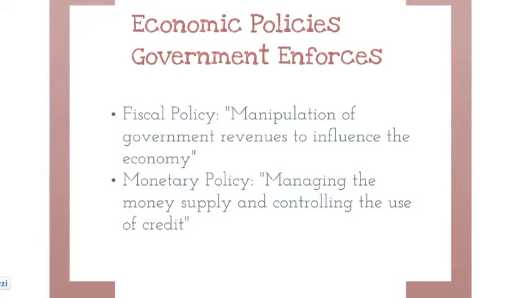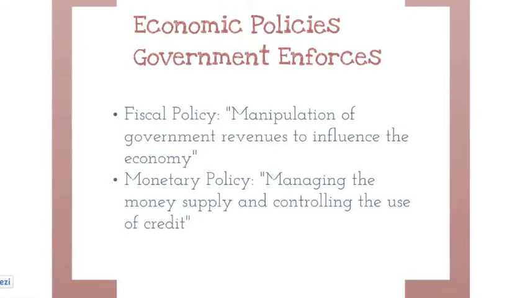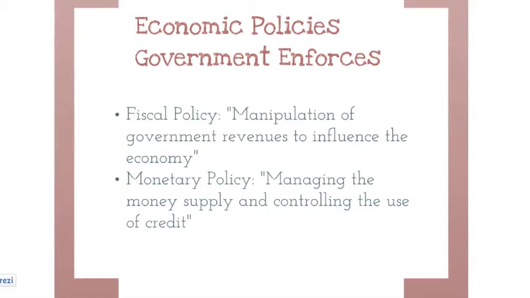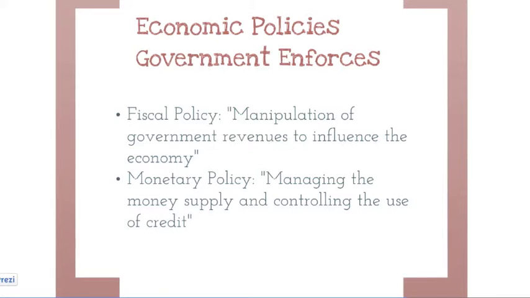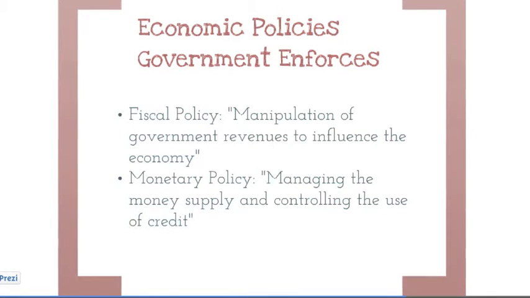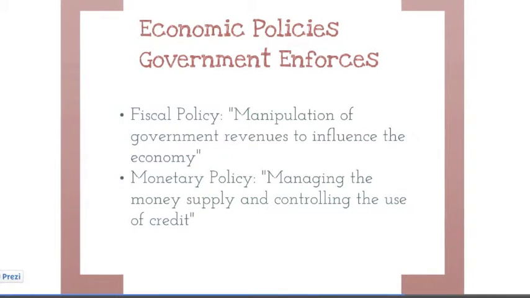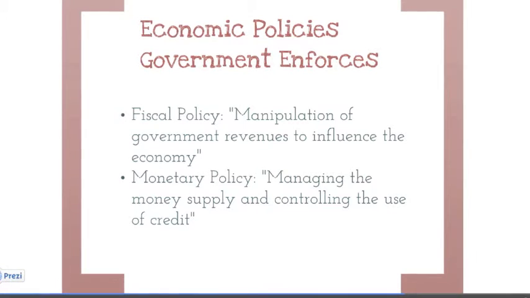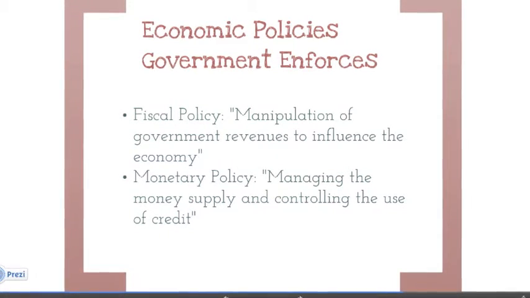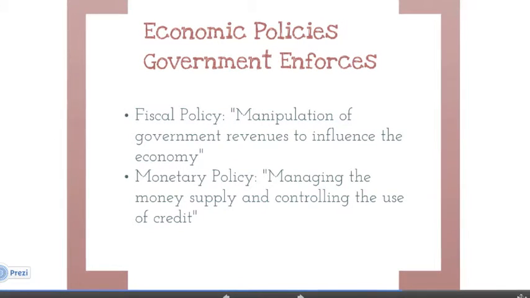Now here on the screen you can see two types of economic policies that the government currently enforces. The first one being the fiscal policy, and you can see the definition listed there, and the second one being the monetary policy, as well as the definition listed there. And then practically, some of the ways that our government uses these policies is that the government can affect the pace of the economy by adjusting spending and tax rates. And in this case, they'll use the fiscal policy, or they will manage the money supply and control the use of credit through the monetary policy.